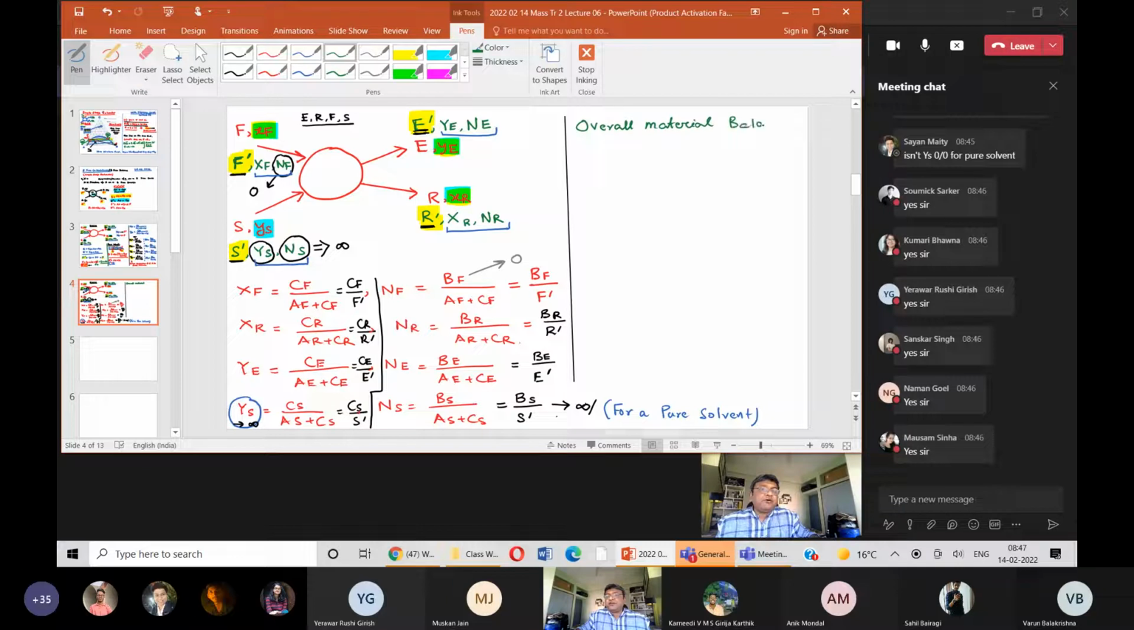Let me also tell you, the whole semester, today's class is the toughest mathematical concept, and the toughest physical concept I will teach is the day I teach the concept of practical equilibrium in leaching. That's a physical concept, not a mathematical concept. But this is the toughest, mathematics-wise, in the whole of mass transfer 2. So overall material balance, all of us understand this.